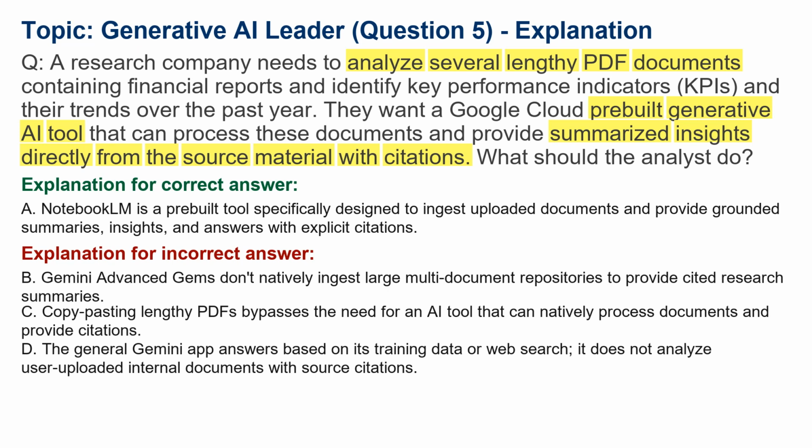Why are the others incorrect? B. Gemini Advanced Gems don't natively ingest large multi-document repositories to provide cited research summaries. C. Copy-pasting lengthy PDFs bypasses the need for an AI tool that can natively process documents and provide citations. D. The general Gemini app answers based on its training data or web search. It does not analyze user-uploaded internal documents with source citations.